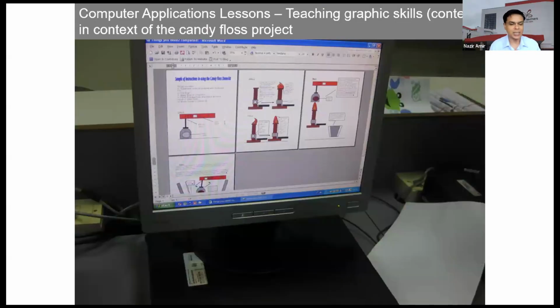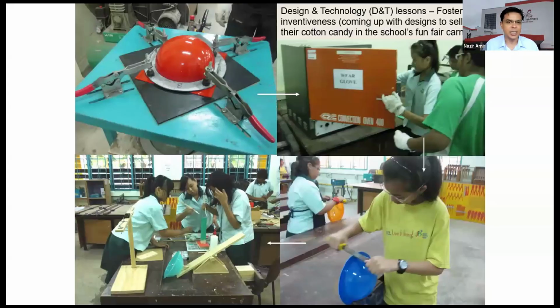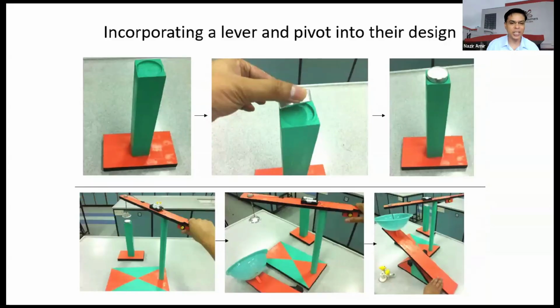This is not just about an interdisciplinary teacher collaboration, but also that the project must first be exciting for the children. If this project is not exciting, we think that even when we come together as teachers, the students' motivation is not going to be there. And in our design and technology lessons, the students learn about making different types of machines to sell their cotton candy in the school's fun carnival. So these are skills, maker skills they learn in design and technology, and come up with different creative designs.